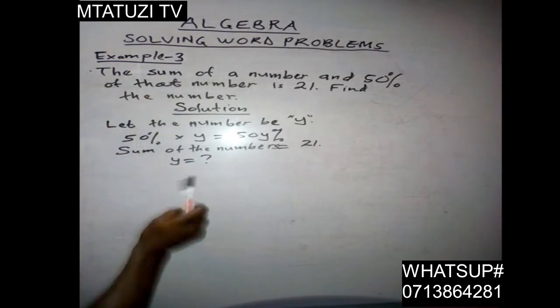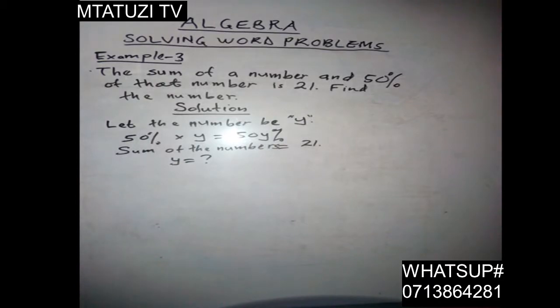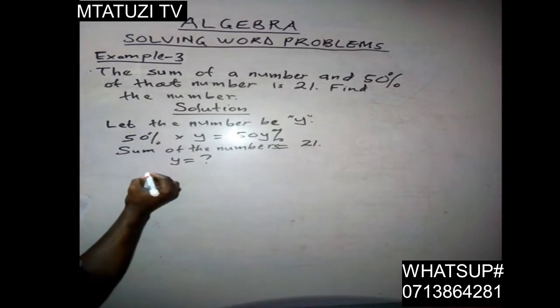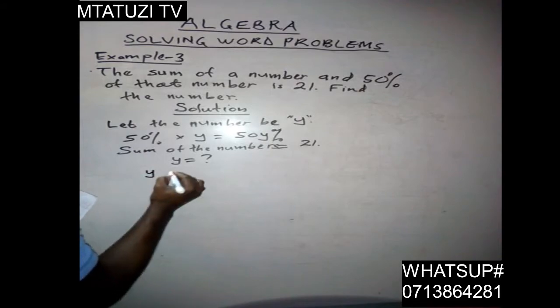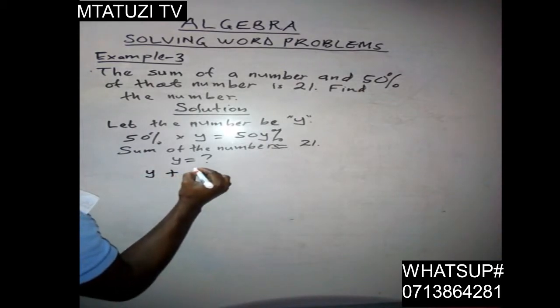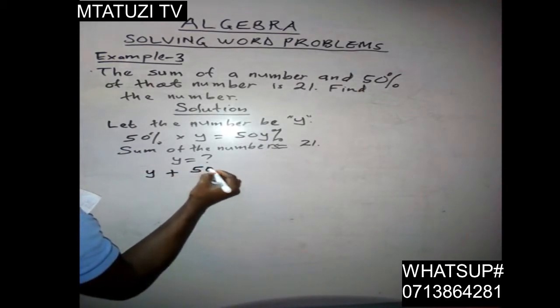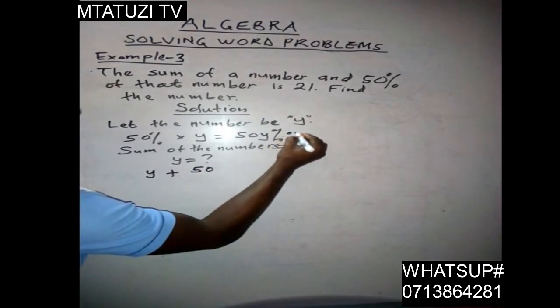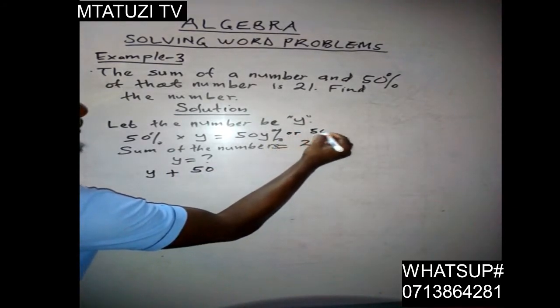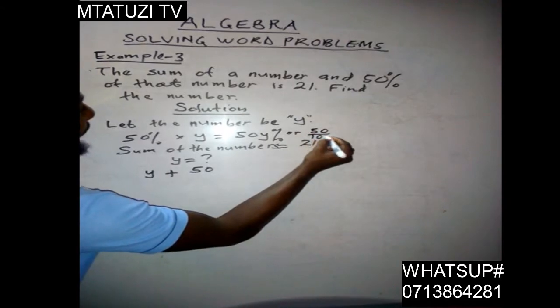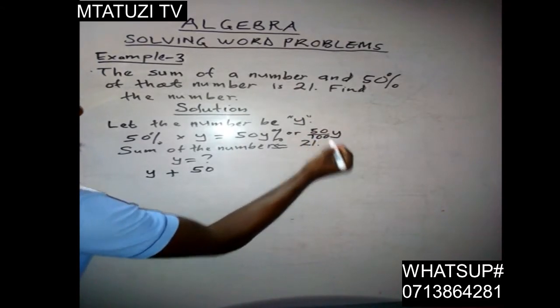The sum means what? Means plus. So we take the number, that is Y, plus 50% of that number. 50% of that number is equivalent to writing 50 over 100 Y.